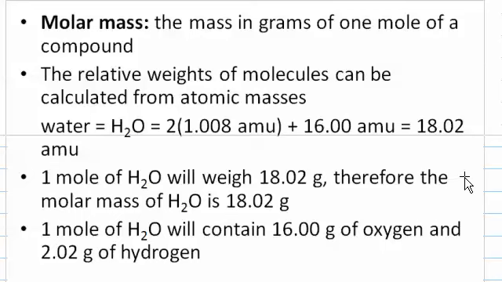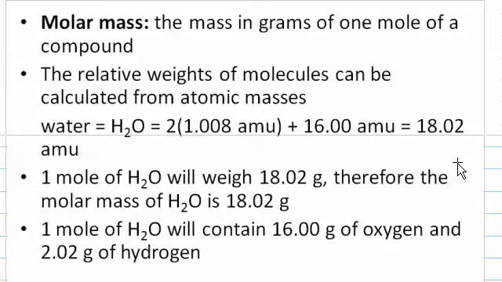So for example, we know that water has the formula H2O. That is, in 1 molecule of water, we have 2 hydrogen atoms and 1 oxygen atom. So in 1 mole of water, we will have 1 mole of oxygen atoms and 2 moles of hydrogen atoms. We know from the atomic masses in our periodic table that 1 mole of hydrogen weighs 1.008 grams, and 1 mole of oxygen weighs 16.00 grams.